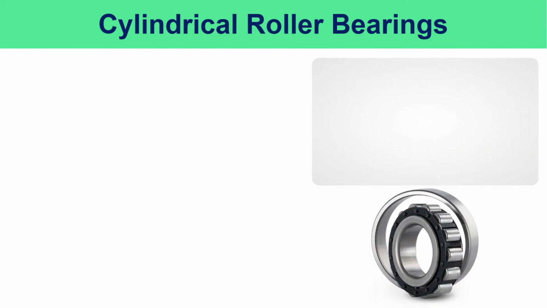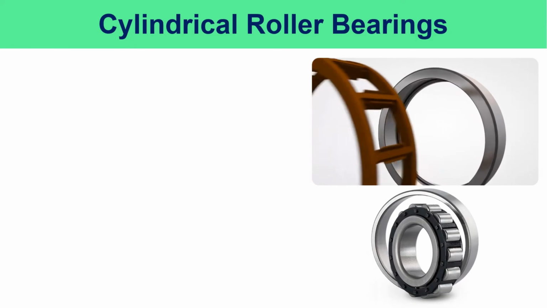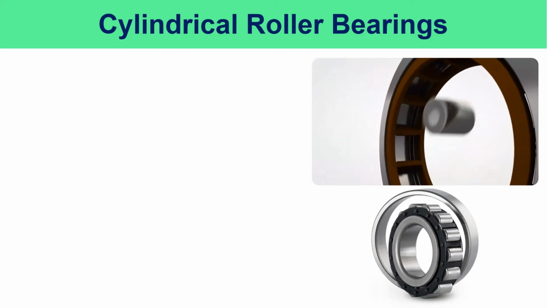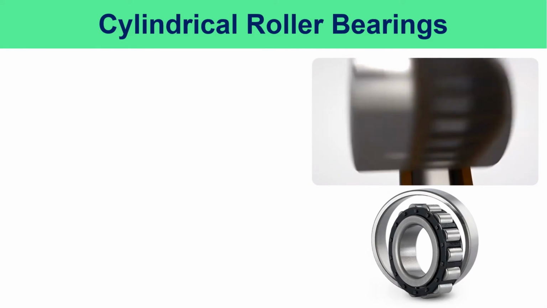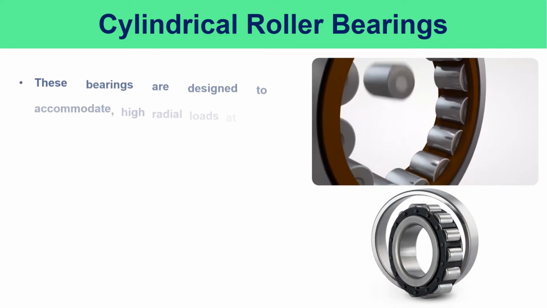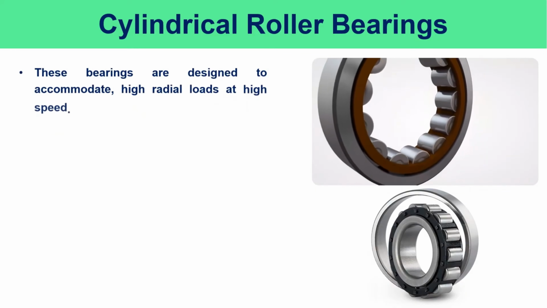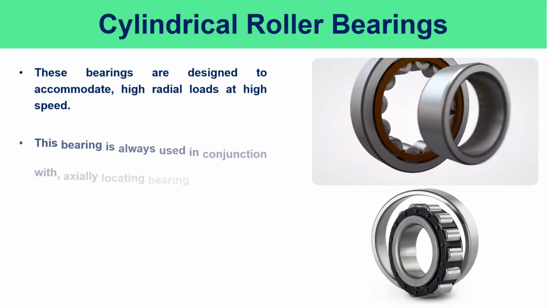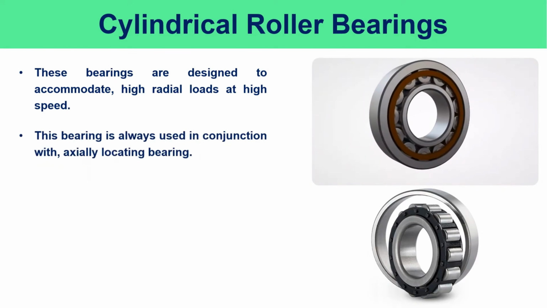Cylindrical roller bearings. A cylindrical roller bearing consists of a flanged outer ring, a separating cage and a number of rollers, and the floating inner race completes the bearing. These bearings are designed to accommodate high radial loads at high speed. This bearing is always used in conjunction with an axially locating bearing.